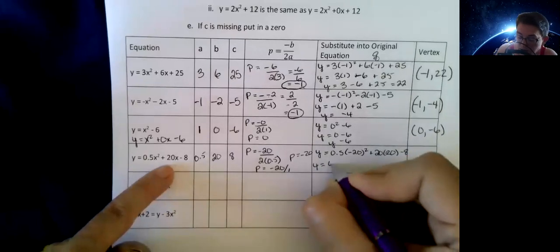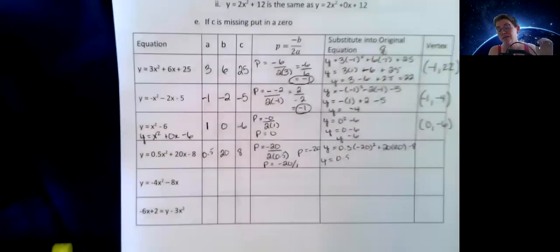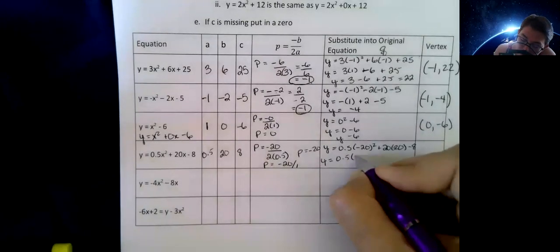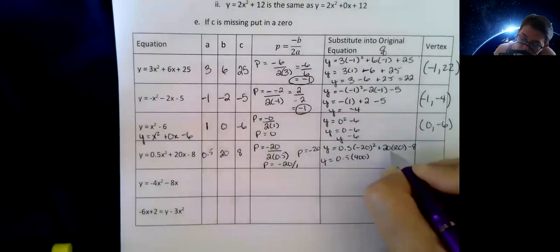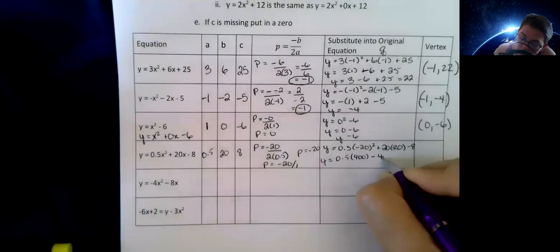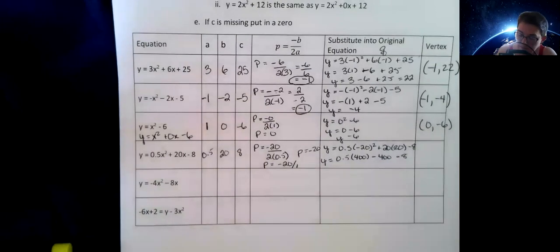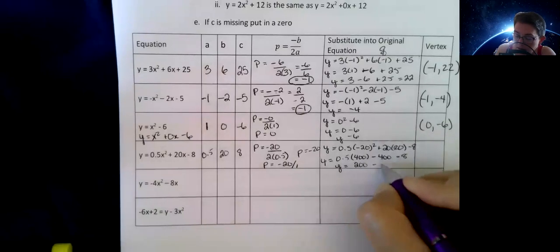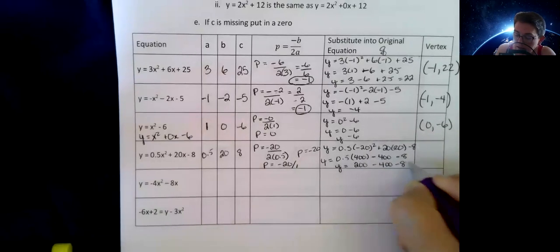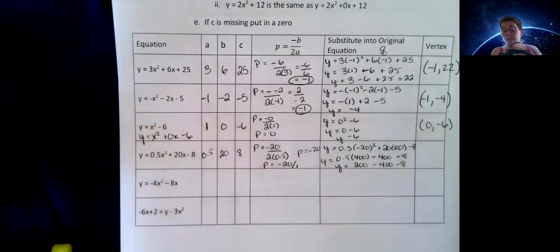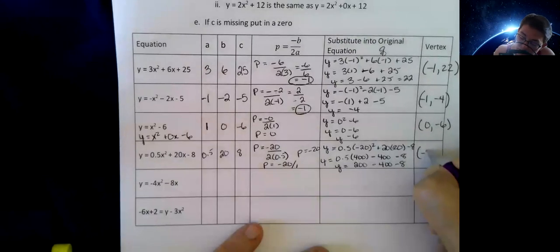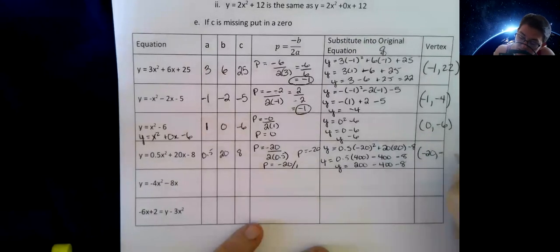Y is equal to 0.5. Negative 20 times negative 20 should be positive 400. And then I'm going to have negative 400 minus 8. So y is equal to 200 minus 400 minus 8. So that's going to be negative 208. So my vertex is minus 20 and negative 208.